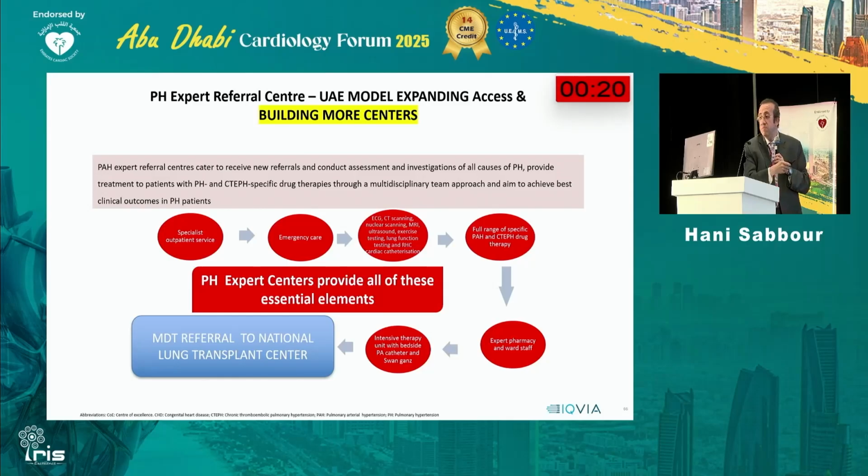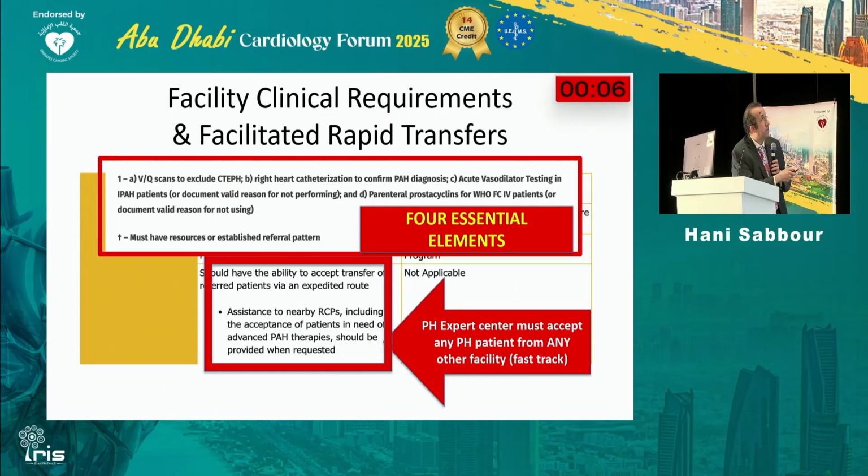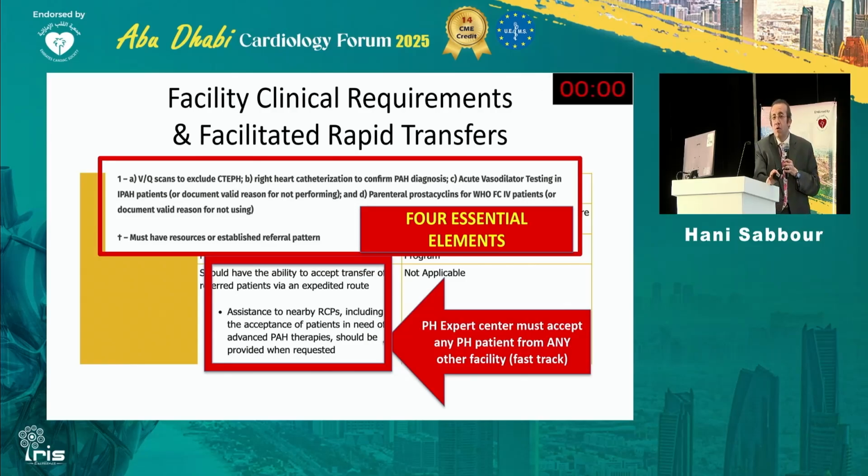Build more centers means more centers. Should be one in Al Ain, should be a couple in Dubai, should be in Northern Emirates, and we collaborate with our friends in every hospital in order to make sure we can support a building of a center and make sure that they can have the same access as other places. So the essential elements are acceptance. PH Expert Center must accept any PH patient from any other facility on fast track. That's the definition. And we try to overcome insurance barriers and other things to facilitate that.